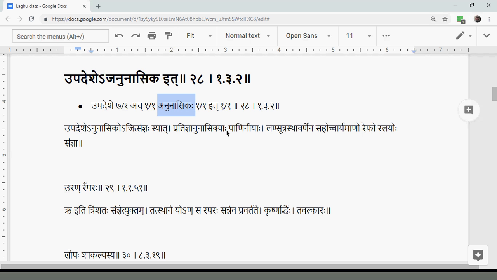So he says, how do you know which is nasalized? How do you know that something is an it letter? Because it is a vowel which is nasalized. How do you know that? Even if it is lost in the sampradaya, in pronunciation, he says that pratijnya anunasikyaha paniniyaha. This pratijnya is the teaching, in the sampradaya, from acharya to shishya. The vyakarana acharya would teach the vyakarana shishya as to where this Anunasika is. Ra paraha, this is Anunasika.